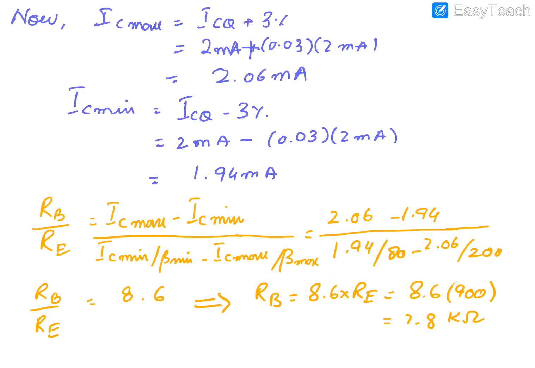Next, we will find the value of IC maximum, which is ICQ plus 3%, and 0.06 milliampere. IC minimum is ICQ minus 3%, 2 milliamperes minus this value, 1.94 milliamperes. From these values we can find the value of RB. IE is equal to this expression, and we will put these values in. From this we can find the value of RB, which is 7.8 kilo ohms.